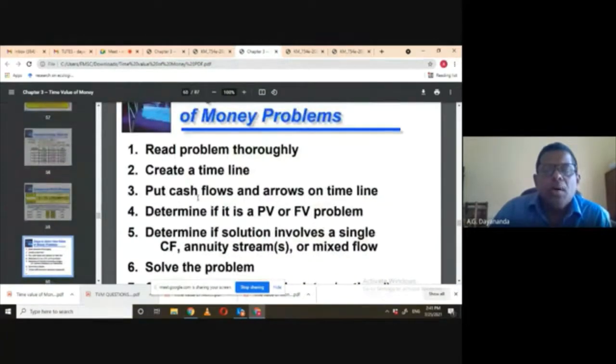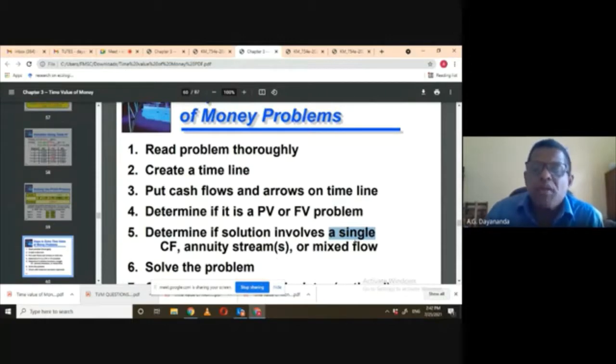So put cash flows and arrows on the timeline, determine if it is a PV or FV, whether it is a present value problem or future value problem, and determine if the solution involves a single cash flow, annuity stream of cash flow, or mixed cash flow, and solve the problem. So you have to decide whether to calculate present value or future value, and also the type of cash flow. I think you can remember we discussed single cash flow and also annuity streams. That means annuity type of cash flow.